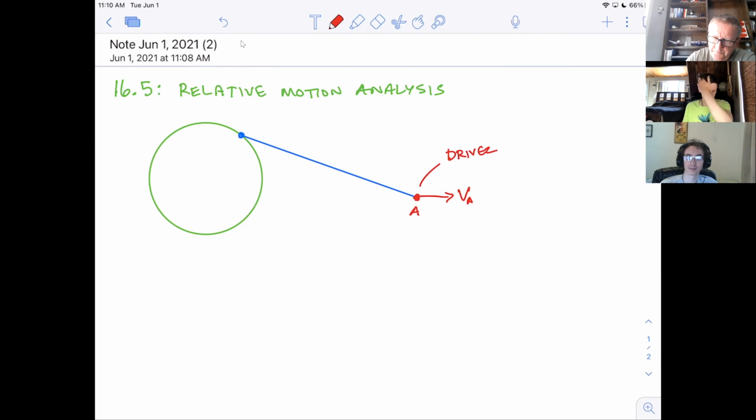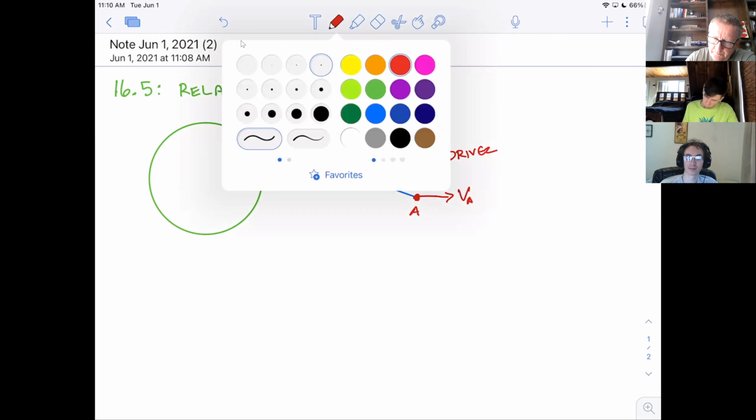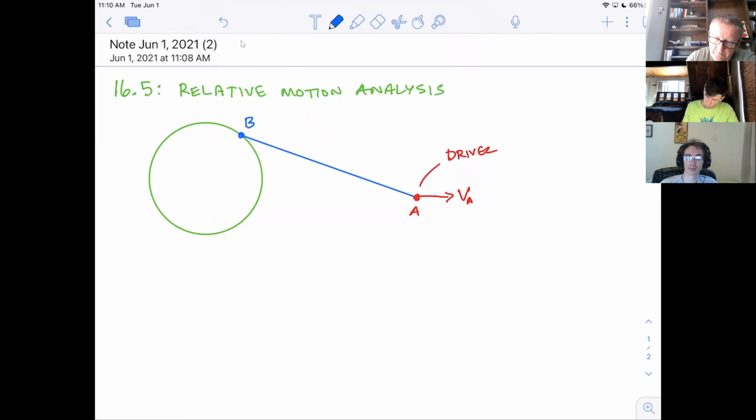And so the question is, if I give that A a velocity, the piston's got a velocity to it, so it's cruising to the right. Then, of course, it's actually going to cause B to move around in that direction, right? This is what B is going to have to do to follow. I'm making up my own language here, but that's the concept of the driver and the follower.